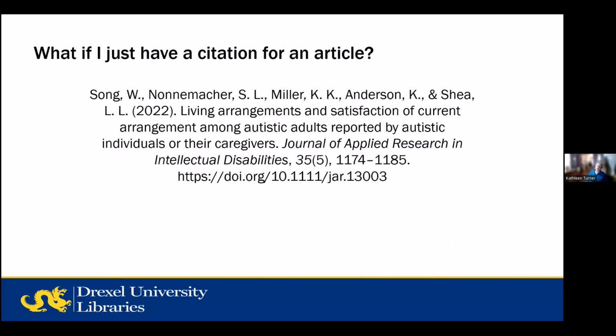Now, what if rather than starting in a database or Google Scholar, you've got a citation to an article? This may be one that you found in the reference list of another article. It may be one that a colleague or an instructor has given you. So how do you get from that citation into our licensed copy of that article?